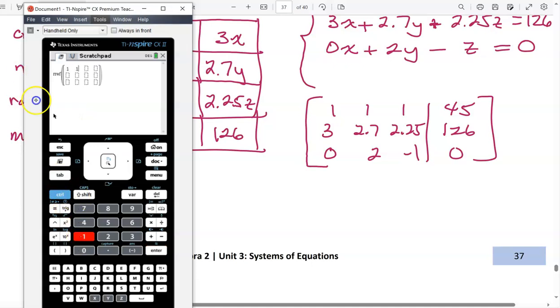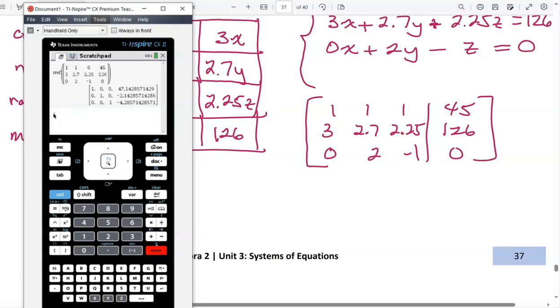Across the top, 1, 1, 1, and 45. Middle row, 3, 2.7, 2.25, 126, and bottom row 0, 2, -1, 0.